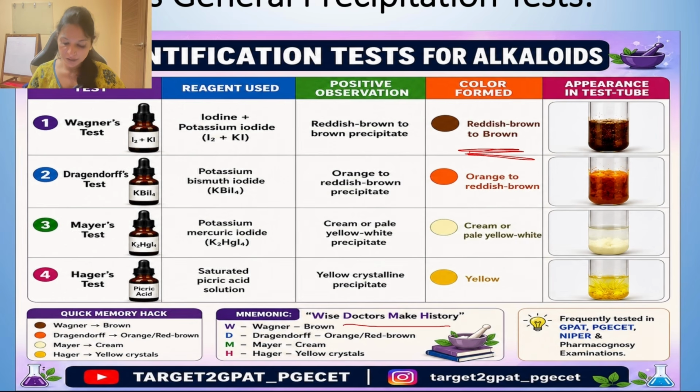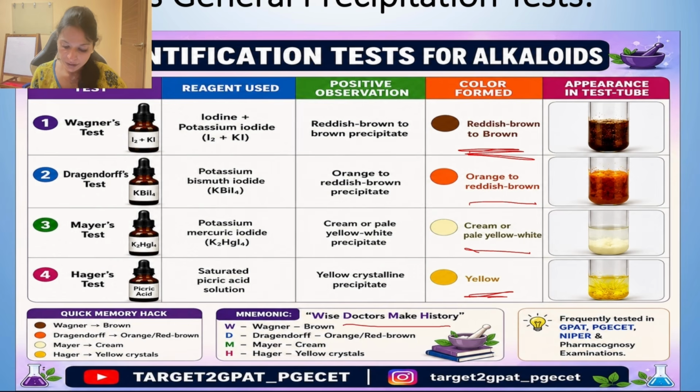And coming to the reagents, we'll see here. In case of Wagner's, because we have already seen in our properties that alkaloids react with heavy metals, especially iodine, in Wagner's test iodine plus potassium iodide is used as the reagent, and this gives the reddish brown precipitate which indicates that alkaloid is present.